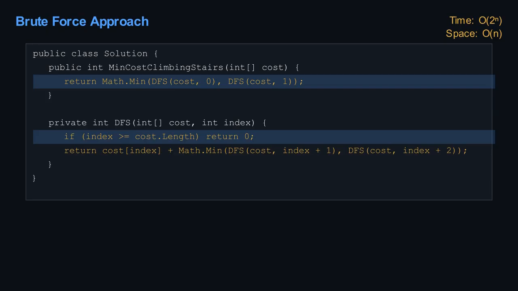We're recalculating the minimum cost to reach each step multiple times. This approach has a time complexity of big O of 2 to the n, exponential time, where n is the number of steps. This is because we're making two recursive calls at each step. The space complexity is big O of n, where n is the number of steps. This is because we need to store the recursive call stack.